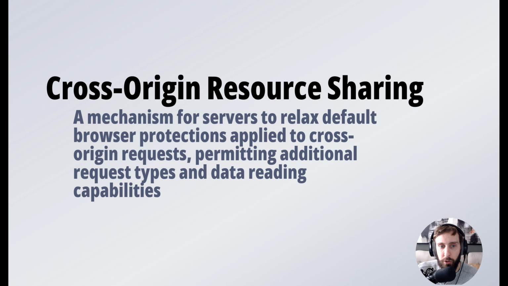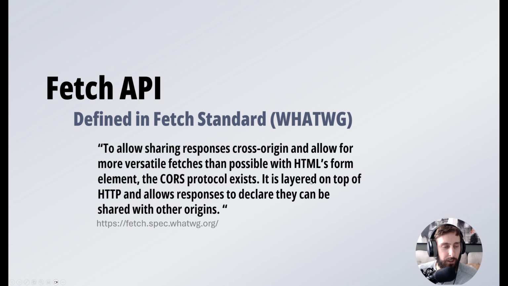Now, a lot of people reduce CORS to this data reading capability, but the ability to construct additional requests is also very, very important from a security testing point of view. So CORS presently, it used to have its own specification. Now it's captured within the fetch API, and this is a quoted definition from it: to allow sharing responses cross-origin and allow for more versatile fetches than possible with HTML's form element, the CORS protocol exists. It is layered on top of HTTP and allows responses to declare they can be shared with other origins.